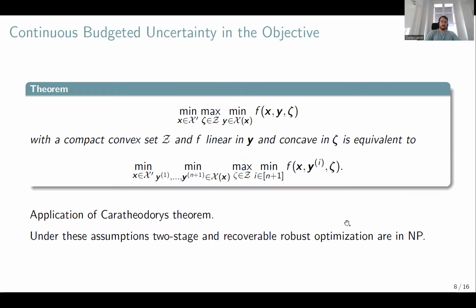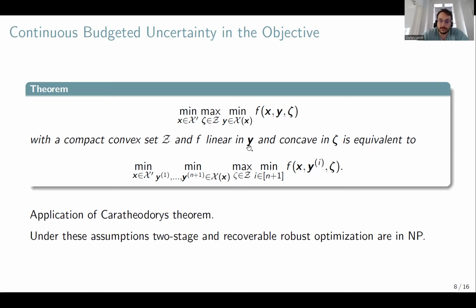Okay, so let's first come to the case of continuous budgeted uncertainty in the objective. And in this case, I said we are still in NP. So we have this kind of problem. We want to minimize the first stage decision, the adversary maximizes this scenario, and then we can do some adjustment or recourse decision. And if we assume that we have a compact convex set for Z, as we have for our two examples, f is a linear function in y and concave in theta. So even more general than the case I described before with linear functions, then we can apply Carathéodory's theorem and get rid of these alternating quantifiers. So get rid of min, max, min.